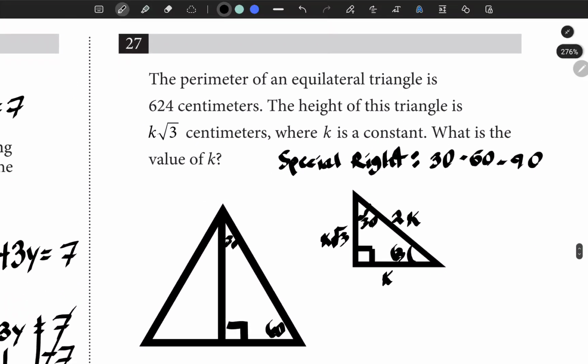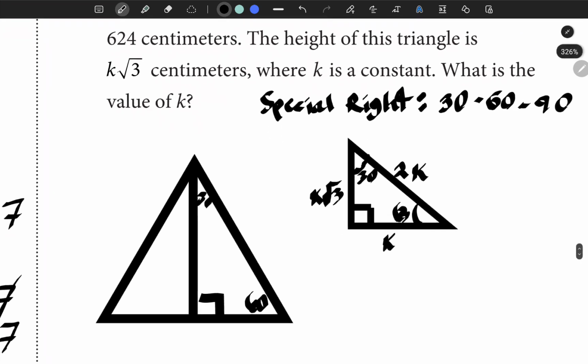It's saying the perimeter of an equilateral triangle is going to be 624 centimeters. Okay, so the height of this triangle is going to be k square root of 3 centimeters, where k is a constant, just a random number. What is the value of k?